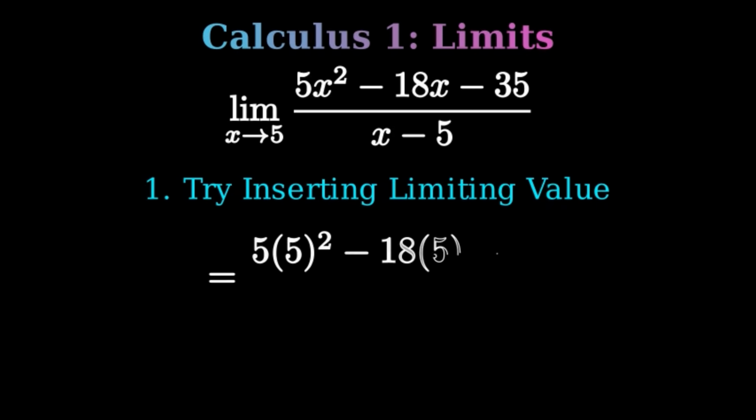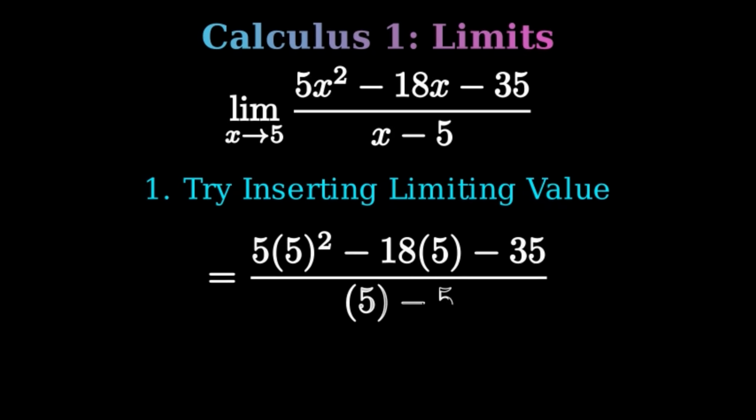5 times 5 squared minus 18 times 5 minus 35 over 5 minus 5. Now, if you throw it in the calculator or work it out by hand, you're going to get 0 over 0. Well, that's not going to fly in this class. 0 over 0 is the indeterminate form. We can't do that, okay?